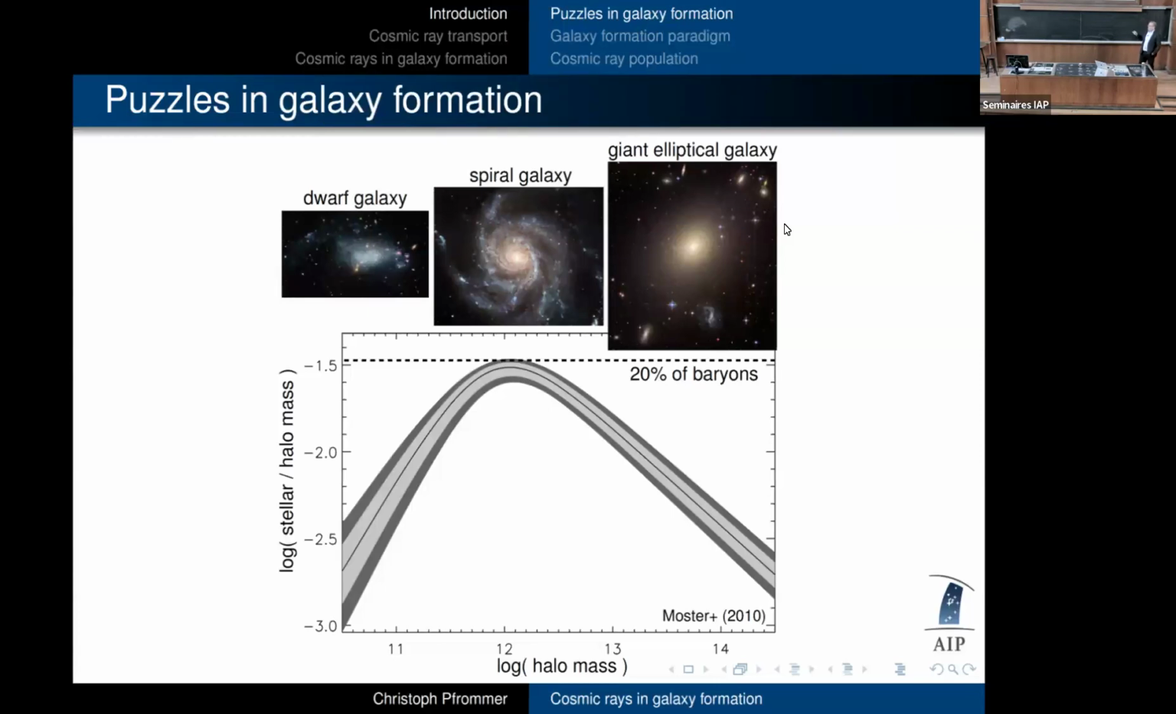And this fraction is dropping steeply towards dwarf galaxies, where less than 1% of the available gas is converted into stars. And the same happens towards these giant elliptical galaxies and clusters, where also less than a few percent is converted into stars. That's a big puzzle. So we don't understand on a very fundamental level how to convert gas into stars in dark matter halos.